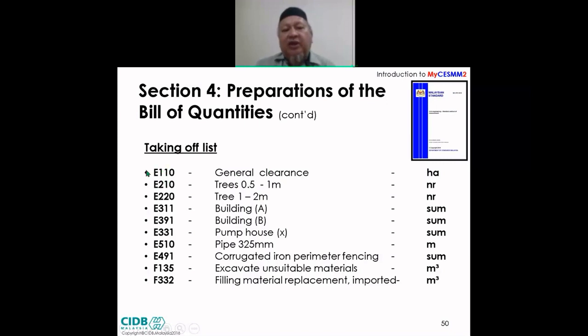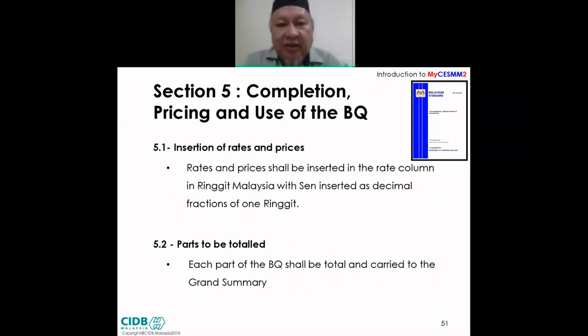We have this coding, and when we have this coding, it relates to all the necessary rules of measurement, coverage, definition, and additional descriptive rules. Section 5 now. When we complete, we need to allow pricing and use the BQ, to use the best knowledge of your market rates. So you insert the rates and prices and total it out. And once you total, it becomes your cost estimate for your project.